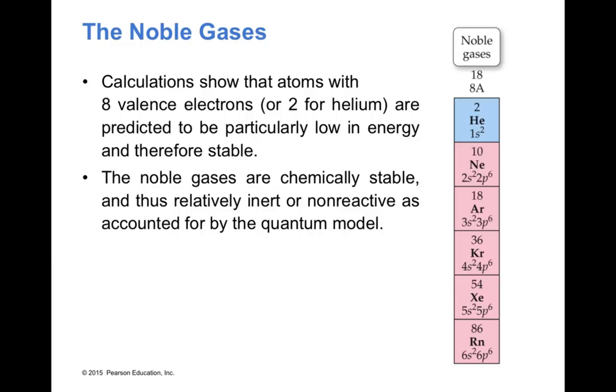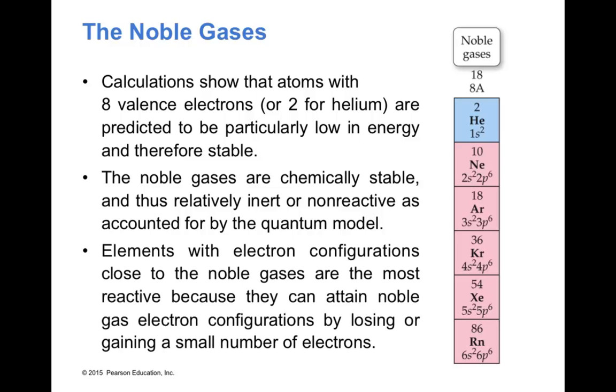The noble gases are chemically stable and thus relatively inert or non-reactive, as accounted for by the quantum model. Elements with electron configuration close to the noble gases are the most reactive because they can attain noble gas electron configuration by losing or gaining a small number of electrons. That's why they are really, really reactive, because they want to lose those electrons or gain those electrons fast to have the same electronic configuration as the noble gases.